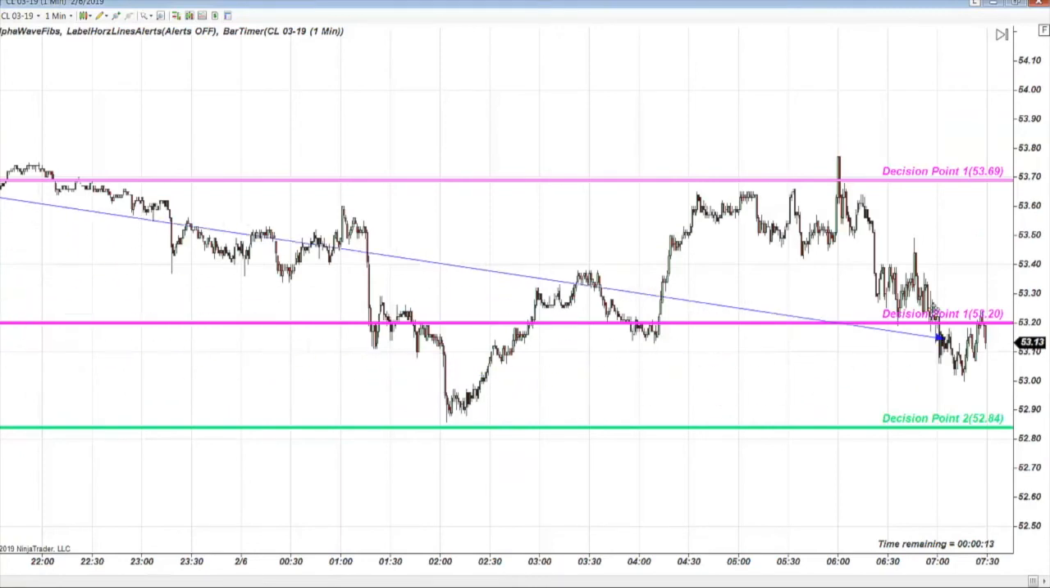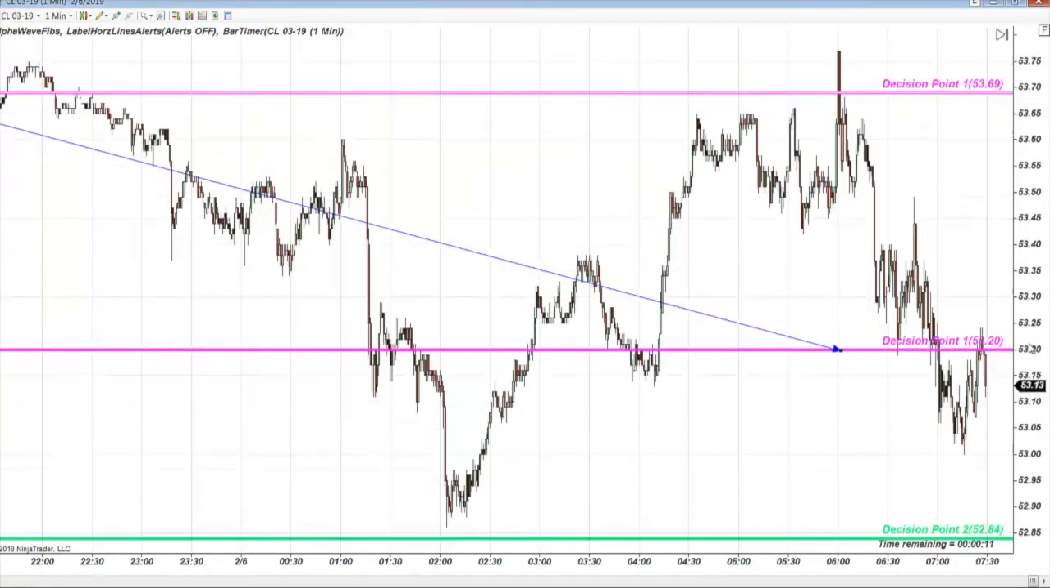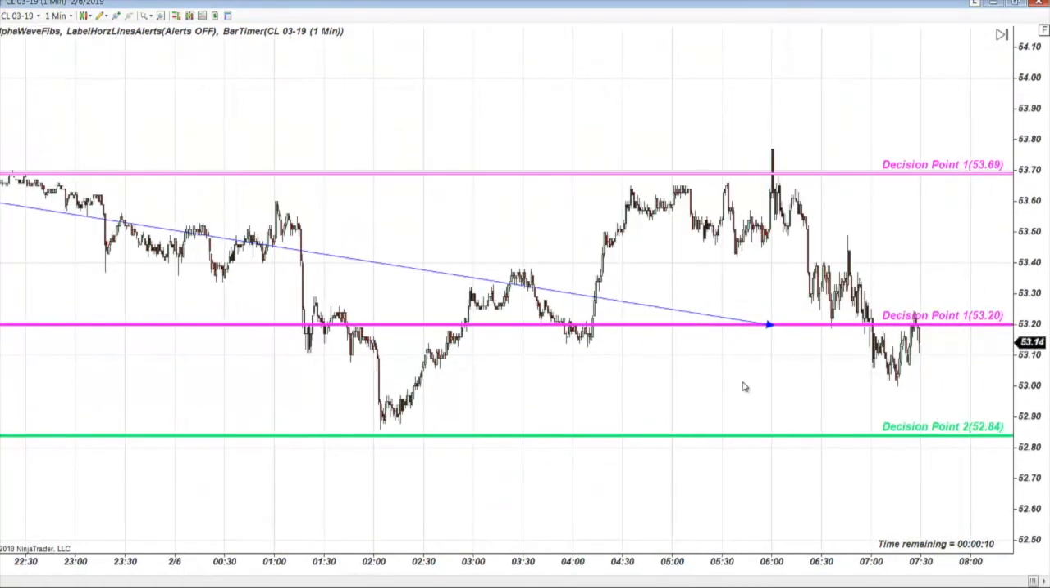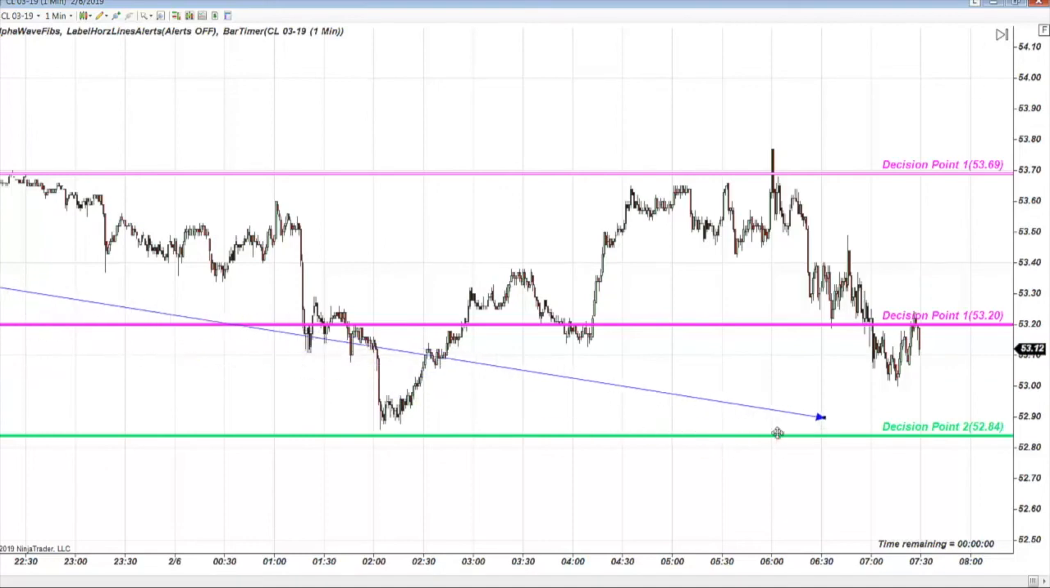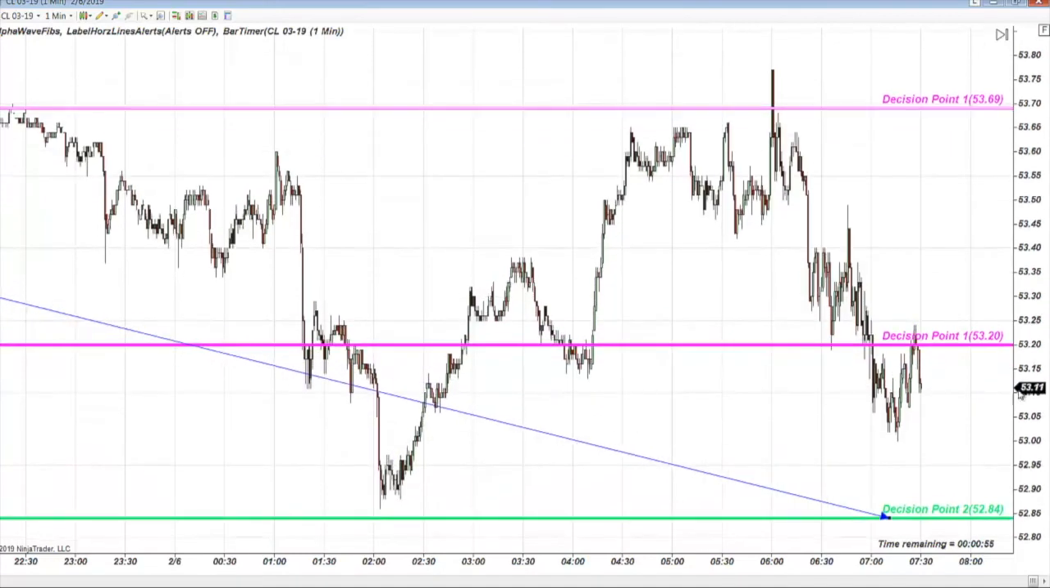So again, here's the oil chart. These Fibonacci levels have been present in the trading room since early January, and we are in early February. This level is applicable to any day trading chart. So this is mid-level support, decision point 2.